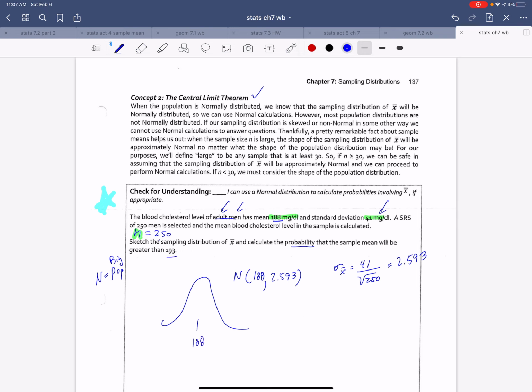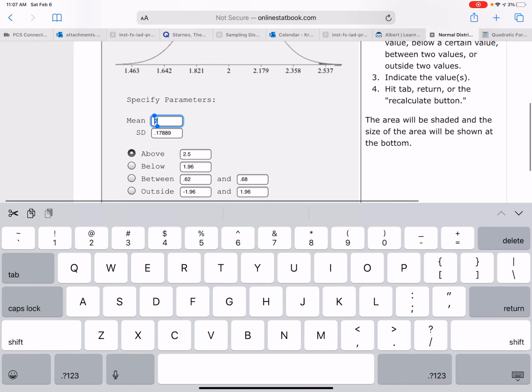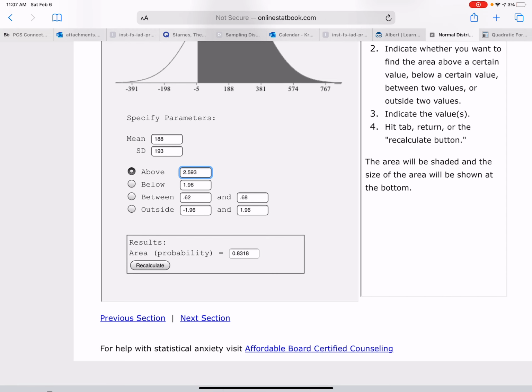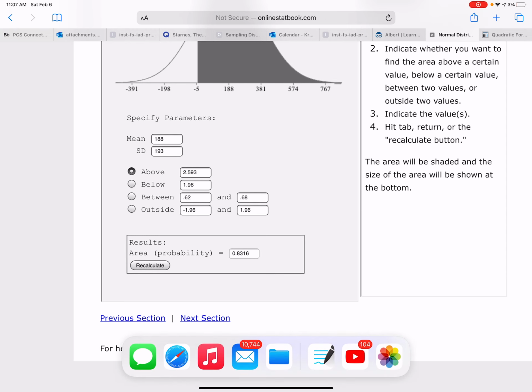And what are the chances it's greater than 193? So 193 is my number. So in my calculator, 188, 193. And let's go back and get our standard deviation, 2.593. Okay, I get 0.8316. That's not making sense.